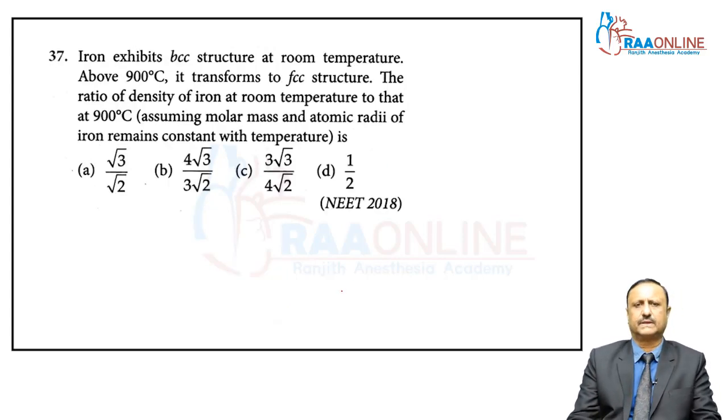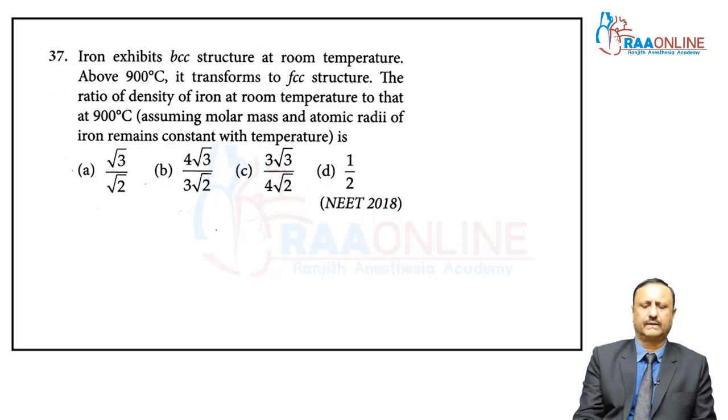Now we can see question number 37. Iron exhibits BCC structure at room temperature; above 900 degrees Celsius it transforms to FCC structure. What is the ratio of density of iron at room temperature to that at 900 degrees Celsius? Now we can get the formulas. Which formula, my dear students, can you use? This question was asked in NEET 2018. Here, for BCC lattice, Z is equal to 2 and A is equal to 4R upon root 3.